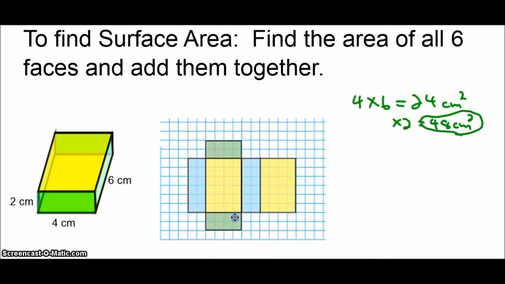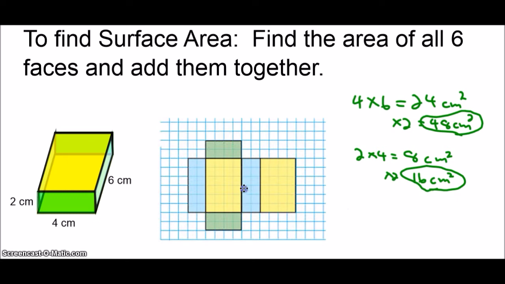Then I'm going to look at the green side. So we have the front and the back. Each of those are 2 centimeters by 4 centimeters. So it's 2 times 4, or 8 centimeters squared. And again, there's 2 of them, so I'm going to double that and get 16 centimeters squared. And again, we'll circle this because this is going to be an important number we're going to use again later.